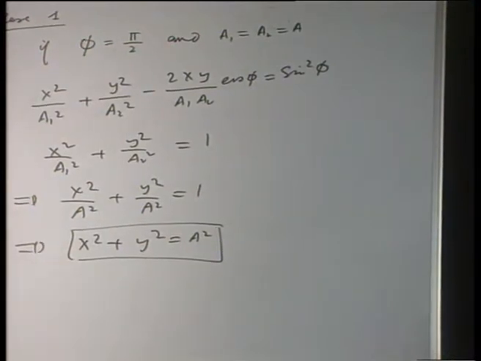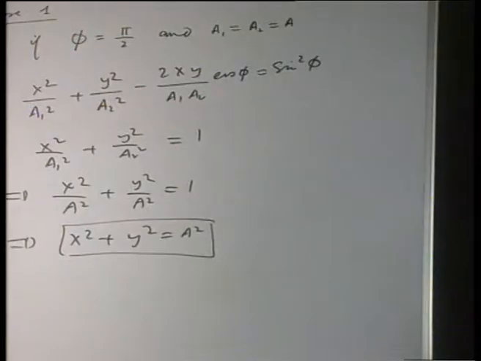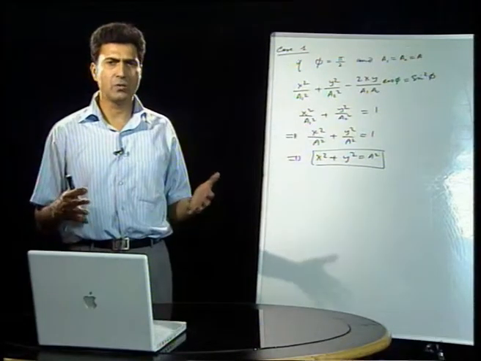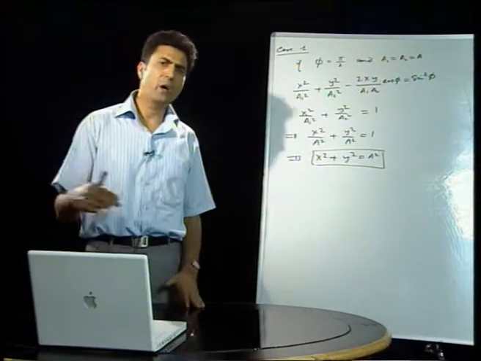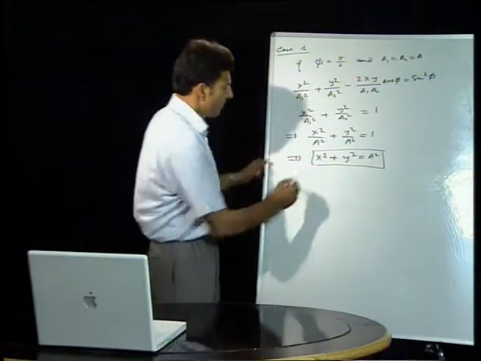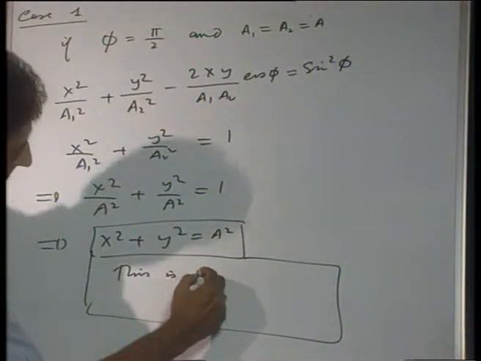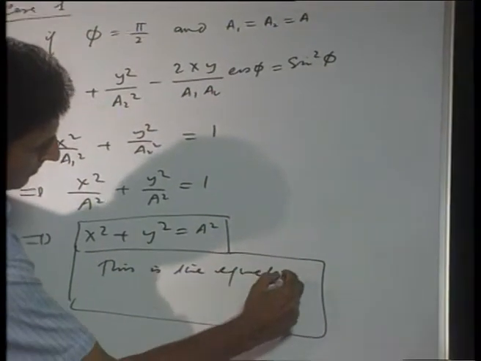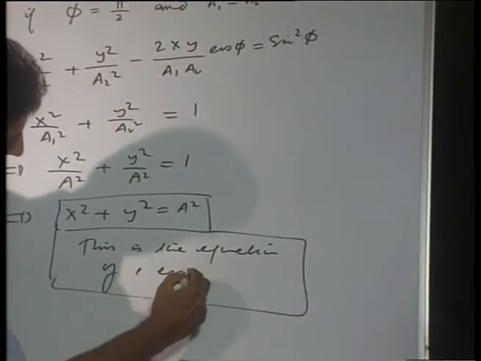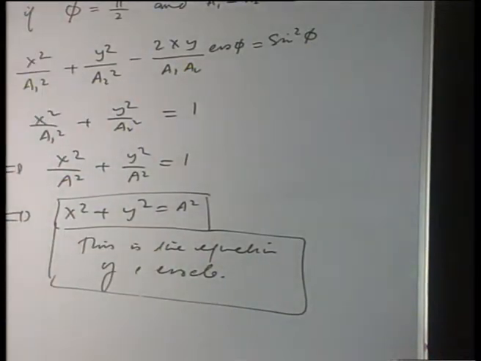So that simply means if the two perpendicular oscillations have the same amplitude, and the phase difference is pi by 2, then the particle will move in a circle. This is the equation of a circle.